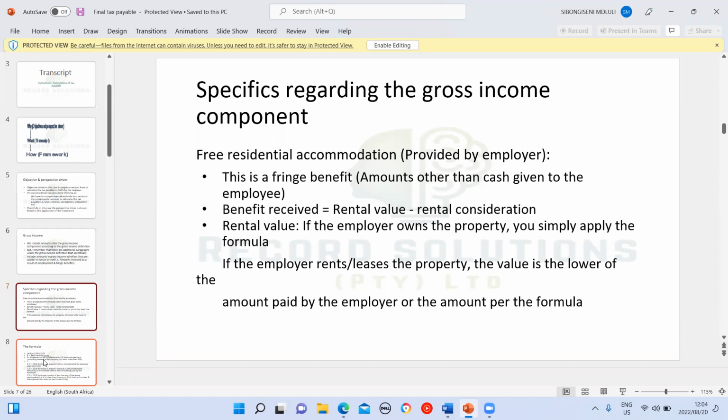In terms of free residential accommodation, when it comes to calculating the benefit received, as it is a fringe benefit, it is not cash. You'll have your rental value minus your rental consideration if the employee has paid valid rental consideration. If they have not, there'll be no deduction of rental consideration. So rental value: if the employer owns the property, you simply apply the formula. But if the employer rents or leases the property, the value is the greater of the amount paid by the employer or the amount per the formula.